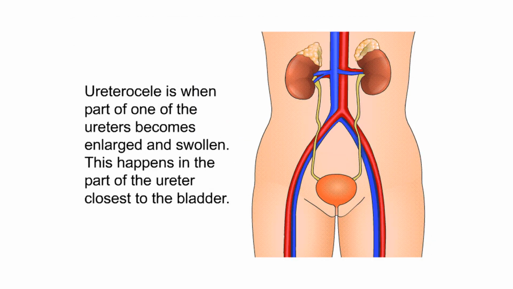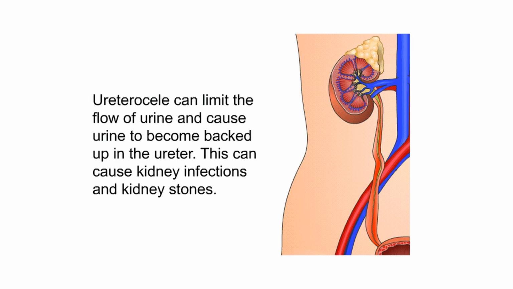Ureterocele. Ureterocele is when one part of the ureters becomes enlarged and swollen. This happens in the part of the ureter closest to the bladder. Ureterocele can limit the flow of urine and cause urine to become backed up in the ureter. This can cause kidney infections and kidney stones.